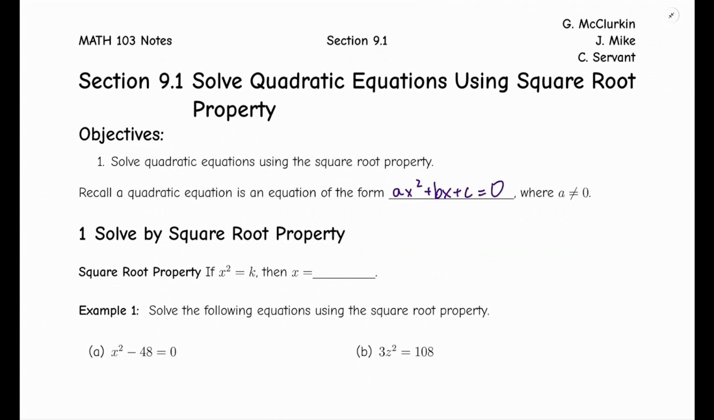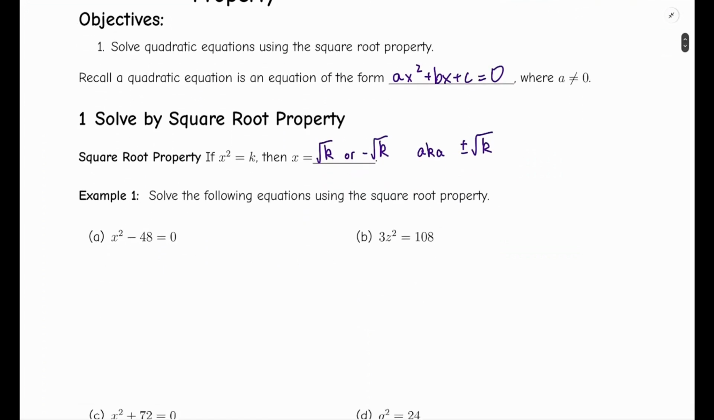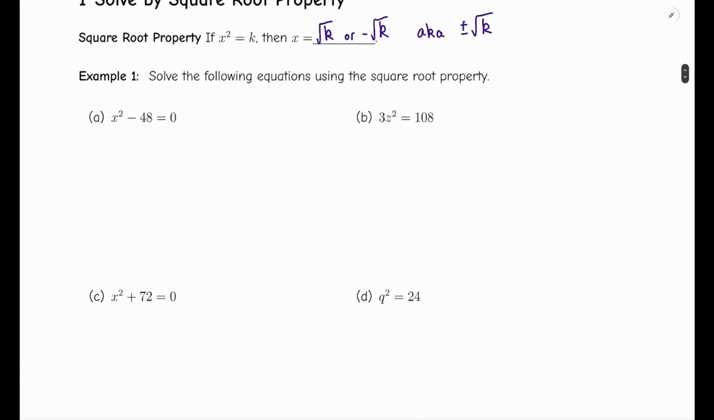Square root property. If x squared equals k, then x equals the square root of k or negative square root of k. It can often be written as plus or minus the square root of k. On your online homework, just read the directions to see how they want you to type it. Example 1. Solve the following equations using the square root property.